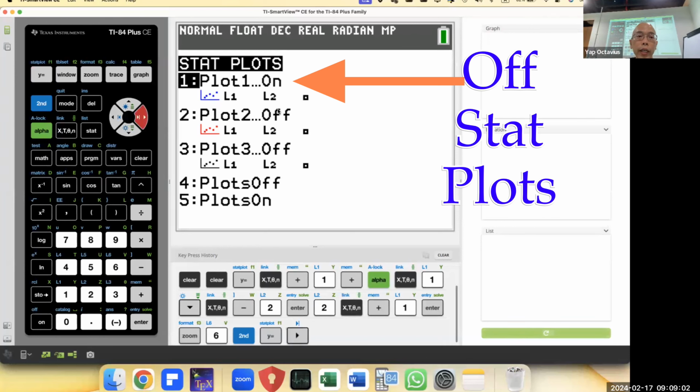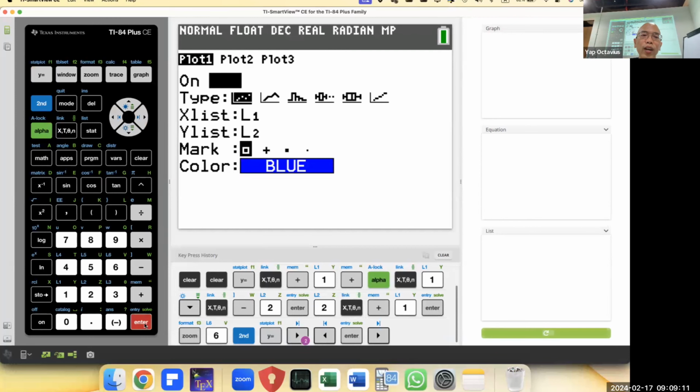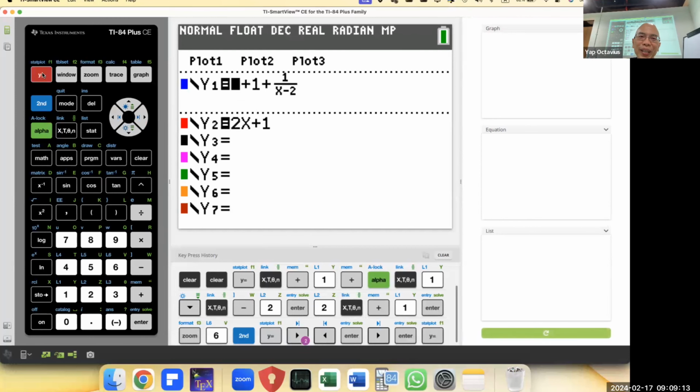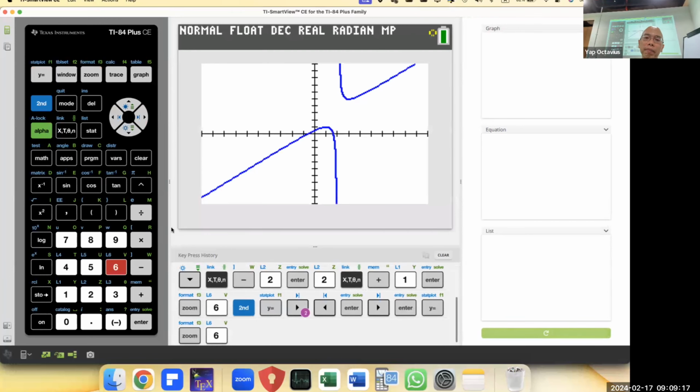So if your stats plot is on, you need to enter and then turn it off. A lot of things are frustrating using the GC. For the moment, okay, so you should have something like that. This is the standard view. So what we want to do is to introduce you to the amazing function of the GC.